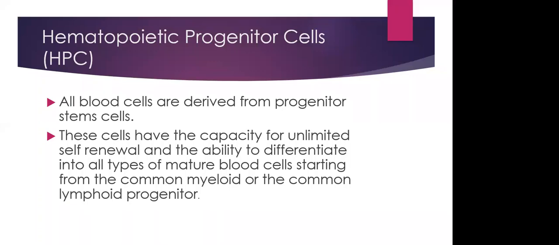Hematopoietic progenitor cells. All blood cells are derived from the hematopoietic progenitor cells, which have the capacity for unlimited self-renewal and the ability to differentiate into all types of mature blood cells, starting from the common myeloid or the common lymphoid progenitor.